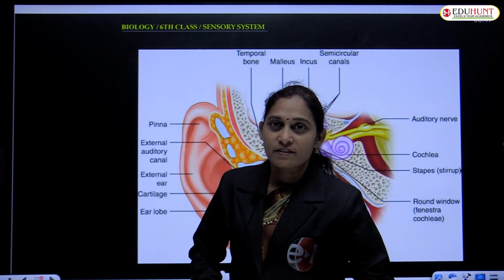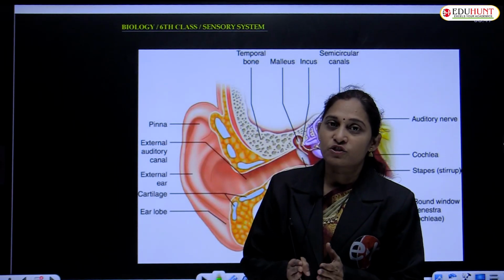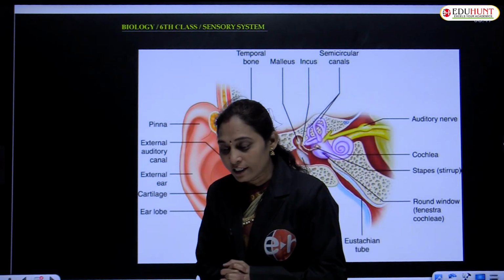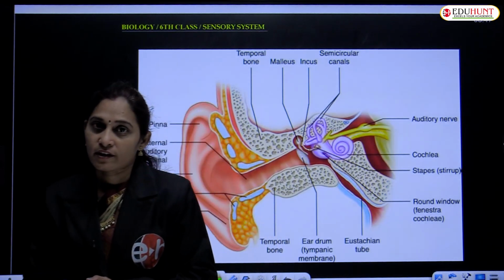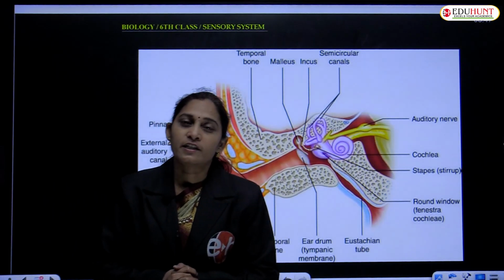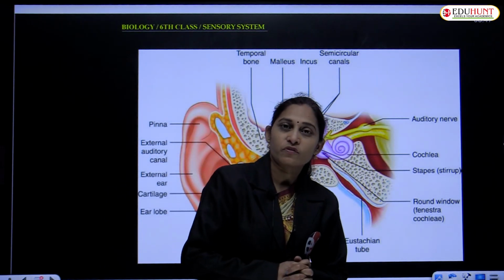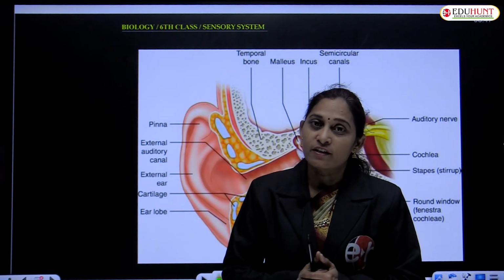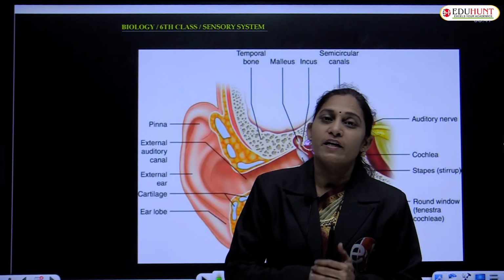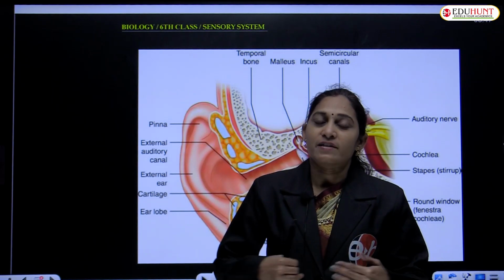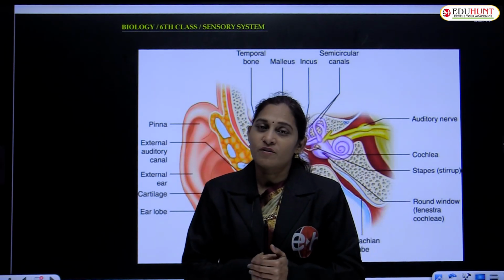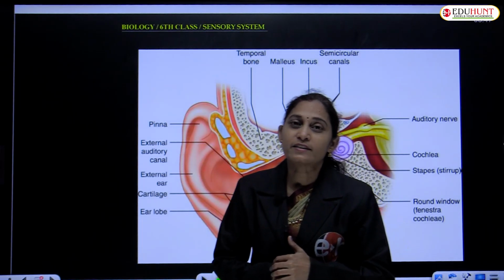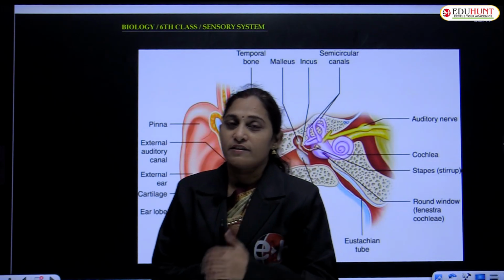We have already discussed some of the structure of the ear, which is a hearing organ, a sense organ. We all know that hearing is possible only because of ears, but one more main function of ears in addition to hearing is body balance. They maintain body balance. So that is the most important function of ears.